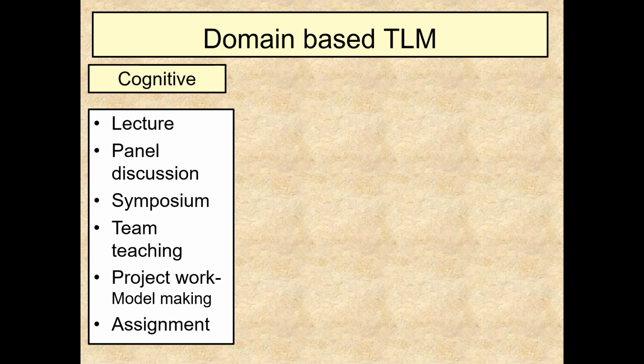So under the domain based learning, in the cognitive domain, you can use lecture, panel discussion, symposium, project work. I have put it here because when we give a project work of model making, we are not looking into the skill of model making. But if we are giving something like a larynx model, and asking the student to make it, he or she might make the model perfectly only if he or she knows the anatomy of the larynx.